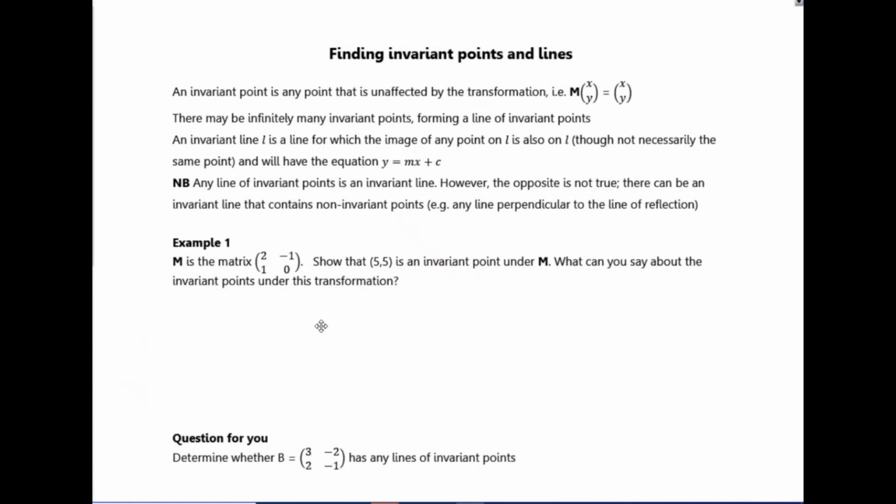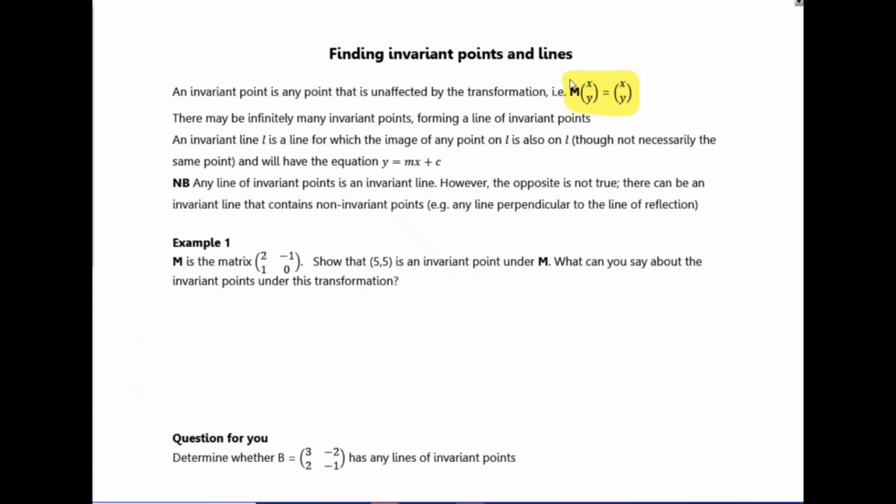We'll start off by talking about invariant points. So remember, an invariant point is a point that when you do a transformation to it, it stays the same. Okay. So for an invariant point, if you times the transformation matrix, M, by xy, you end up with xy. So finding invariant points isn't too bad because you just solve these equations and you can work out some points for x and y. Okay.